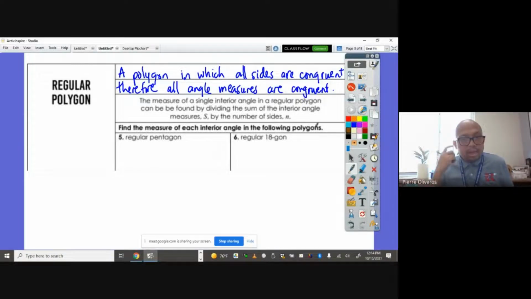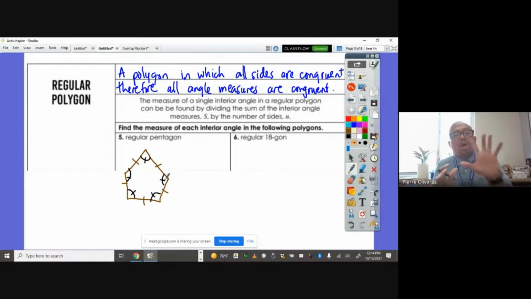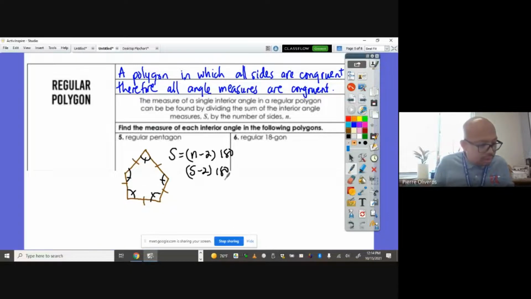So imagine if we have a regular pentagon. If we draw a regular pentagon, let's say all the sides are equal. That means I know that this angle, this angle, this angle, this angle, that angle, all those 5 angles need to be congruent. So how do you find the angle measure of each interior angle? First, we apply the sum of interior angles. So by using n minus 2 times 180, there are 5 sides. So 5 minus 2 times 180 will give us 3 times 180, and that equals 540.